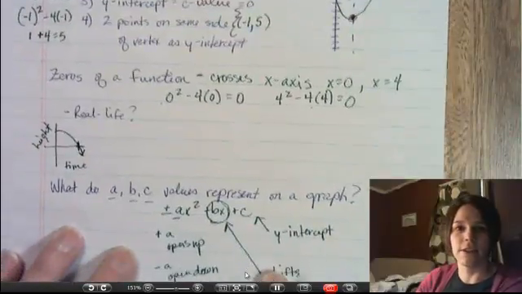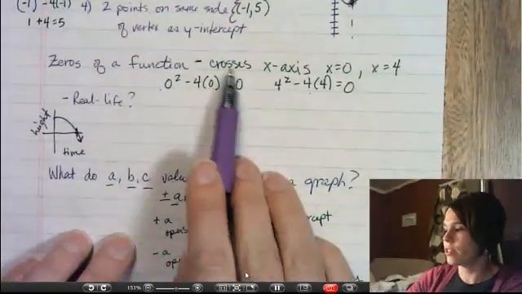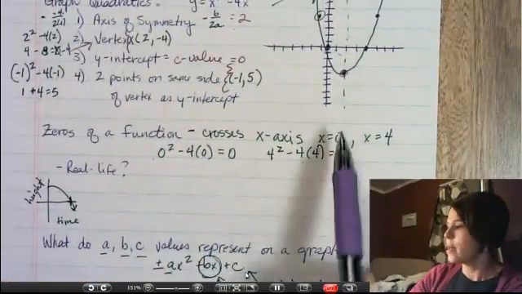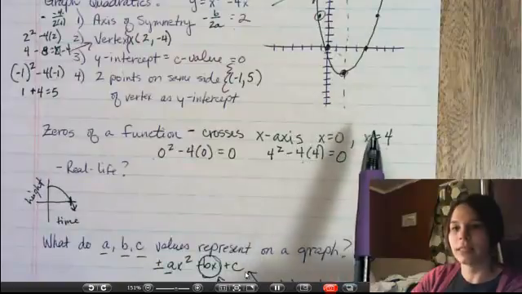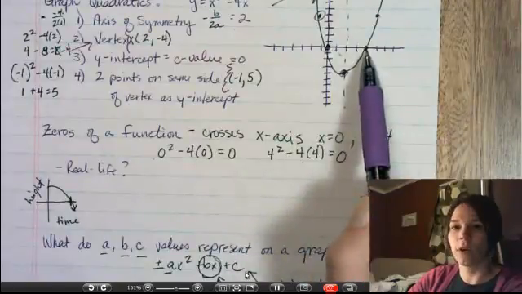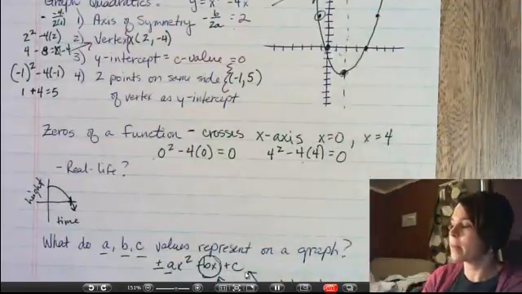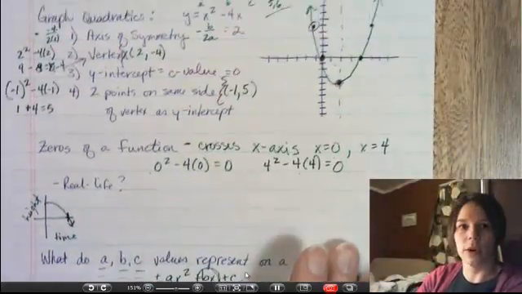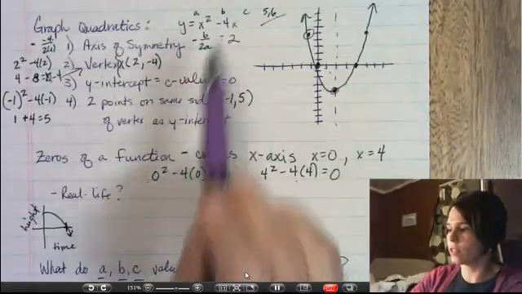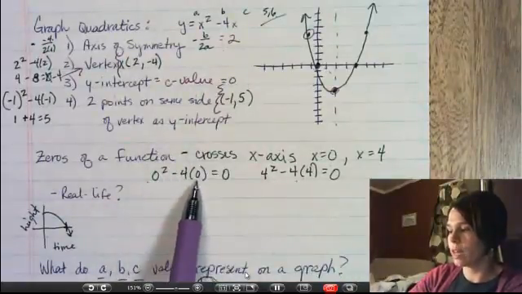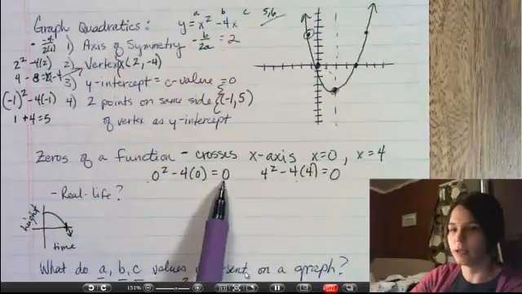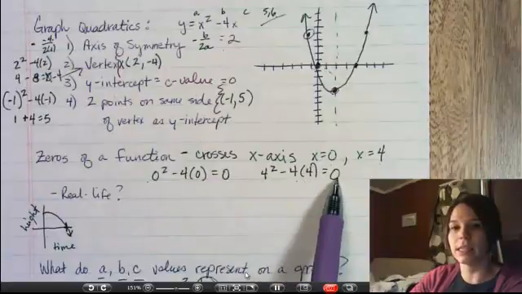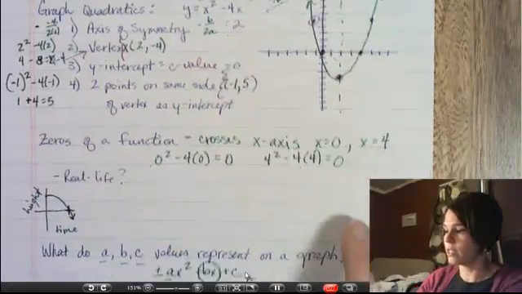The zeros of a function is where it crosses your x-axis. So if I go back to this function that I just graphed, my zeros, where this parabola crosses the x-axis, are at 0 and at 4. How do I know those are zeros? Plug them into the equation. If I plug 0 into x squared minus 4x: 0 squared minus 4 times 0 equals 0. It really is a zero. 4 squared minus 4 times 4, 16 minus 16 equals 0. It really is a zero.